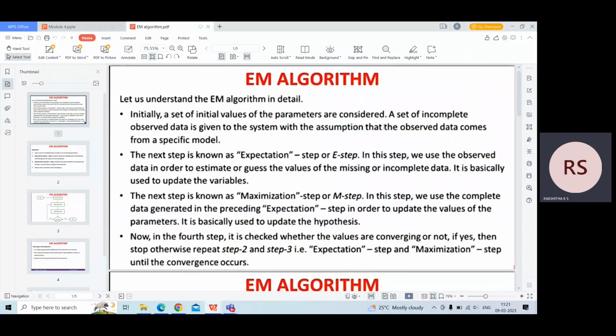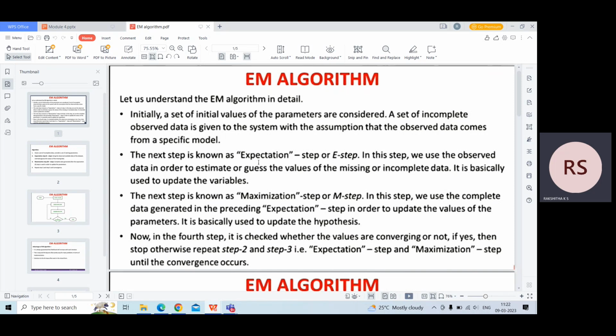Okay, so today we'll discuss the EM algorithm. The EM algorithm is nothing but an expectation maximization algorithm. In this algorithm, initially a set of values of the parameters is considered, and a set of incomplete observed data is given to the system with the assumptions. So we are given the initial value of the parameter as well as the incomplete data. And next we're going to move to the expectation step.